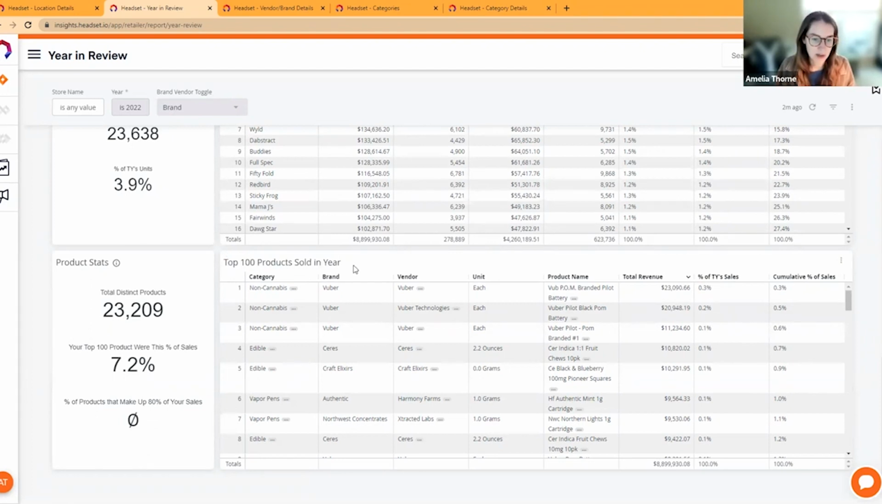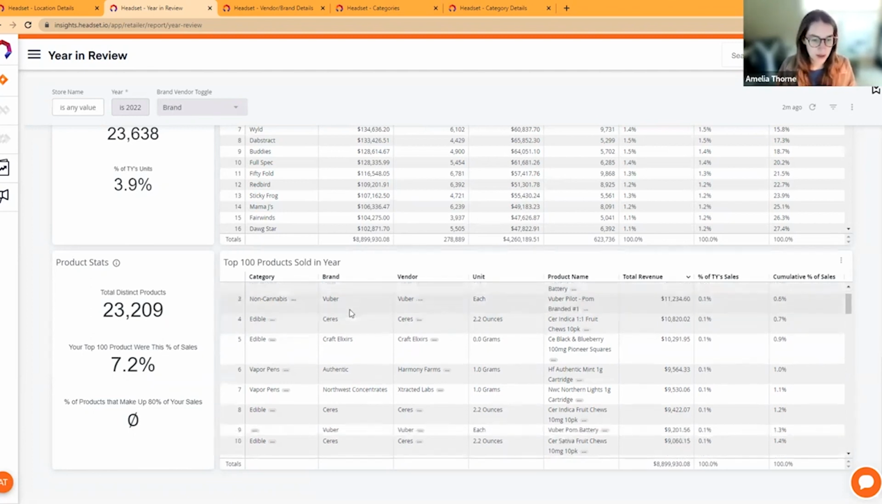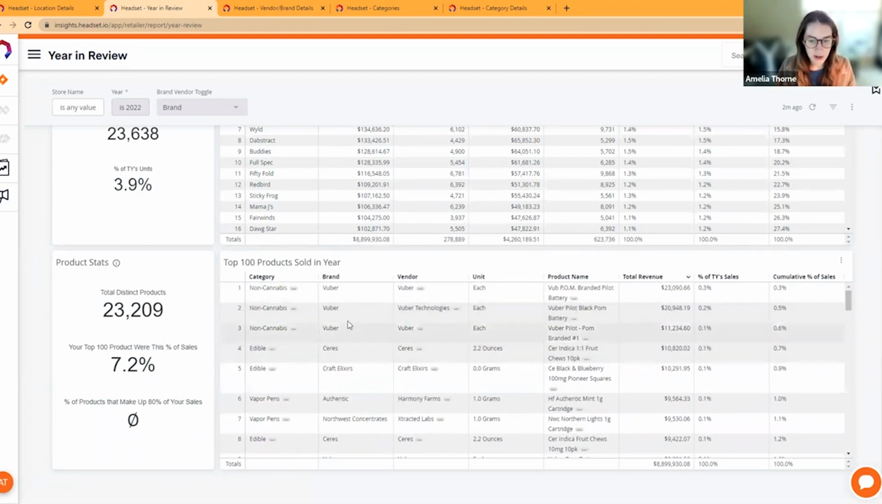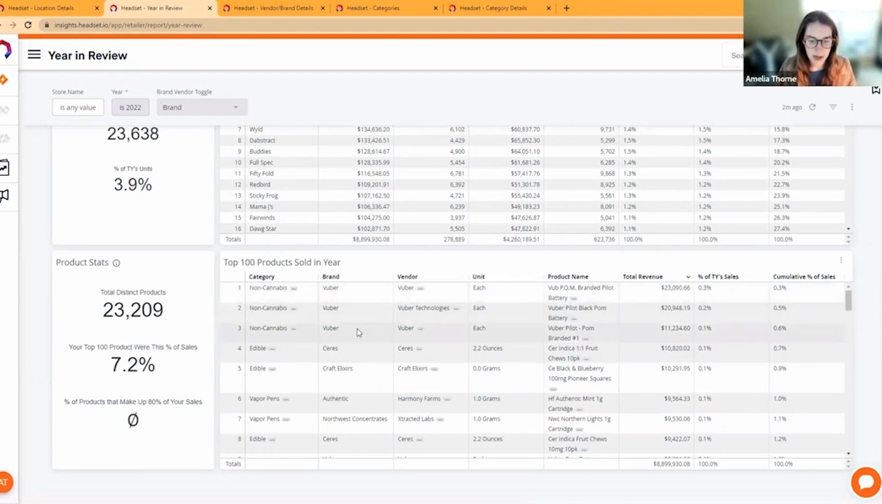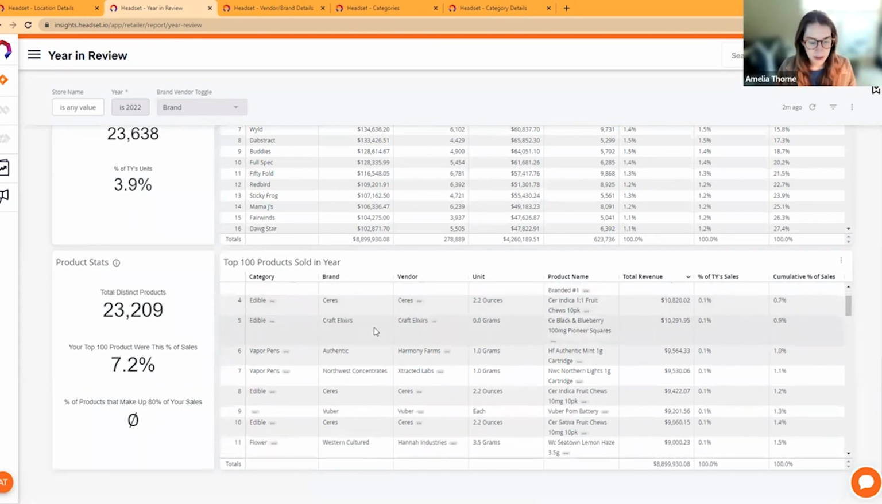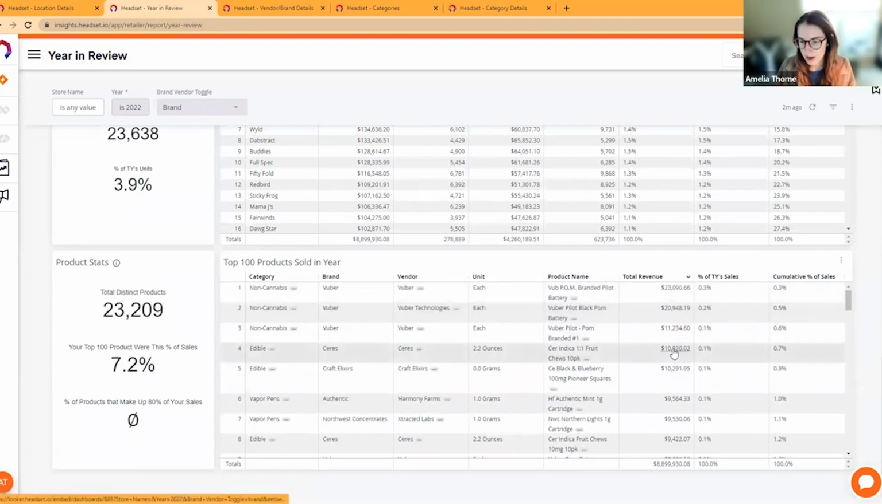And then top 100 products sold in the year. This is going to include non-cannabis related items, similar to that top products table that we saw earlier that did have non-cannabis. We cannot filter that out in this particular dashboard, but you can sort it by category, but it is going to be total revenue at the top here within the last year. So it looks like these first three are non-cannabis. But scrolling down, this Ceres edible fruit juice was your fourth highest in revenue.